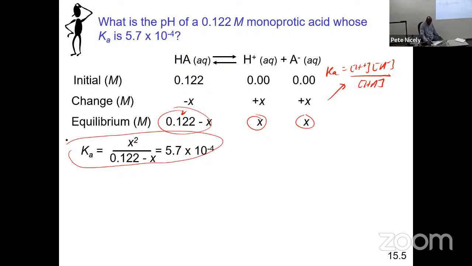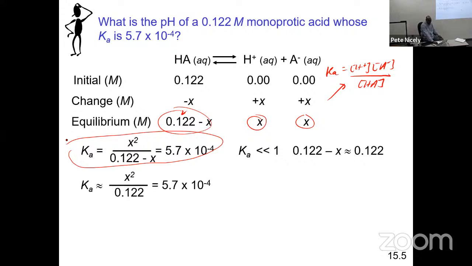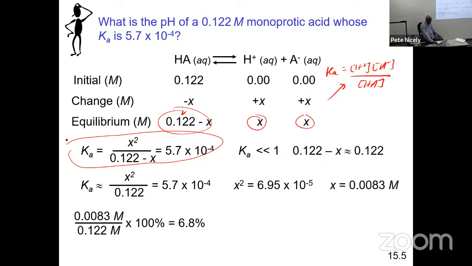And then it's a matter of solving for X. We're going to make the approximation that X is so small that 0.122 minus X is approximately 0.122. That simplifies things a bit here. And then we solve for X, which works out to be 0.0083. Then we determine the percent dissociation. And what do we notice?